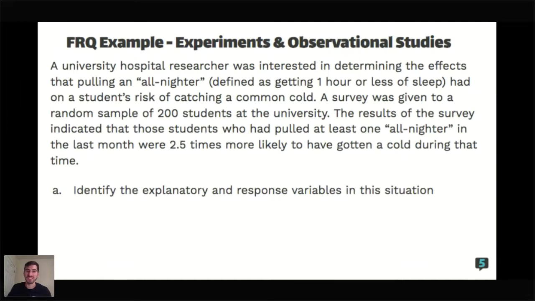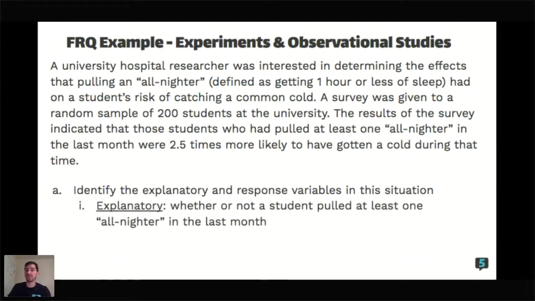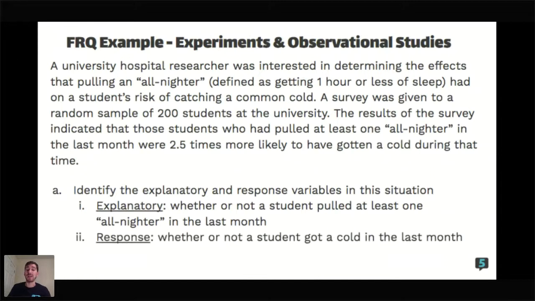All right, hope you've gotten a chance to think about it. Here are the types of answers that the AP exam would like to see. The explanatory variable would be whether or not a student pulled at least 1 all-nighter. And the response would be whether or not a student got a cold in the last month.